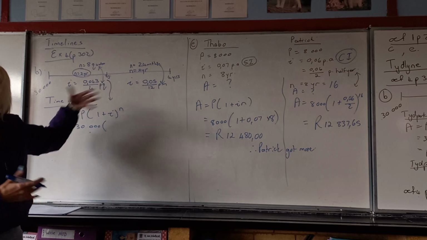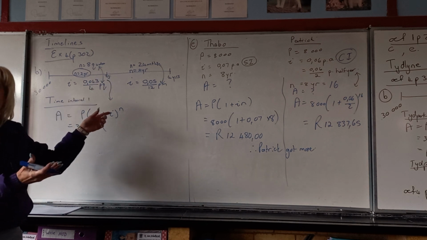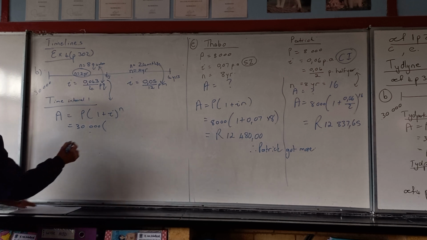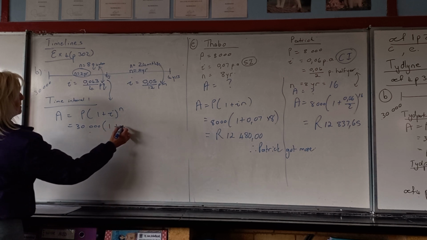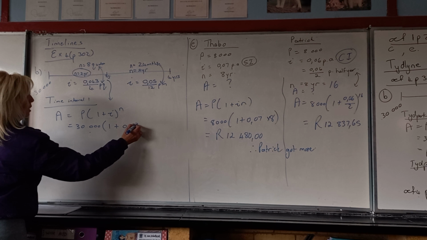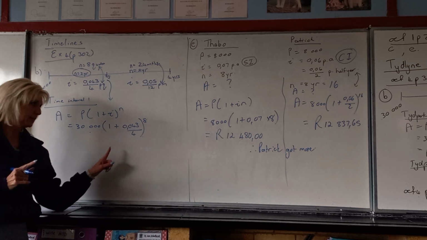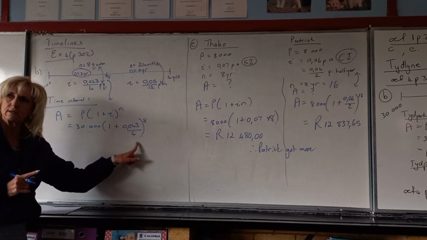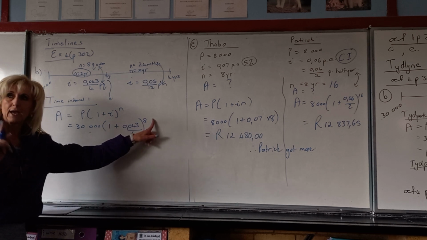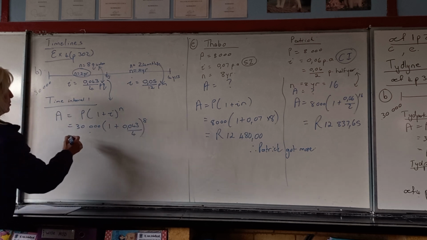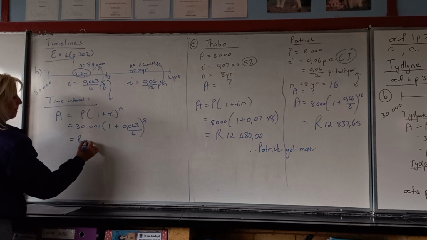There's no money coming in, but I could have said at the same time, put some money in or take some money out. And you could have done it at the same time. So 30,000, 1 plus the 0.043 over 4, to the power of, let's read it together, what's this represent? A quarterly rate with 8 quarters. Correct? 2 years, 8 quarters. Give me an answer, please. 32,679.